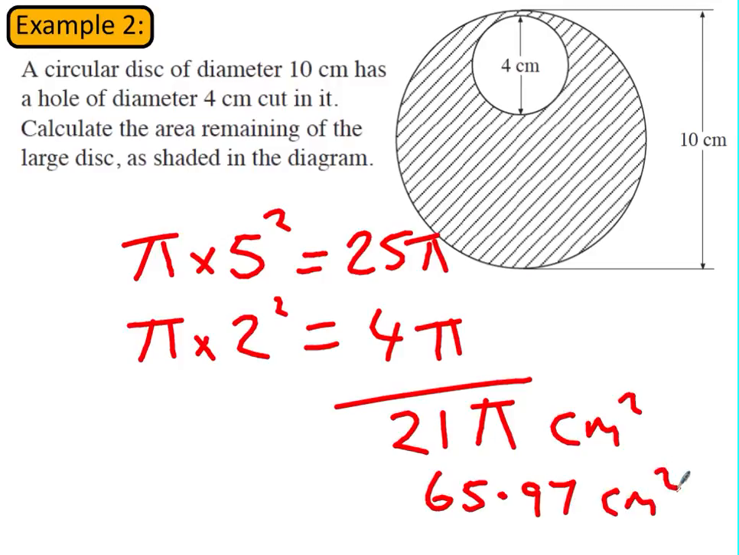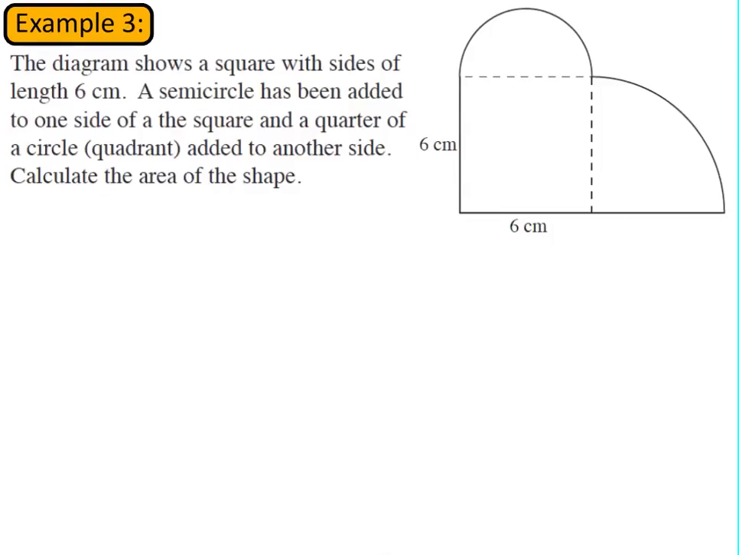centimetres squared. Okay, on to the final example. In this example, we're going to look at the area of this shape. Well, it's made up of two different parts of circles, a semicircle and a quarter circle, and it's made up of a square as well. So we'll start with the square. 6 times 6 is 36, so that's 36 centimetres squared there.